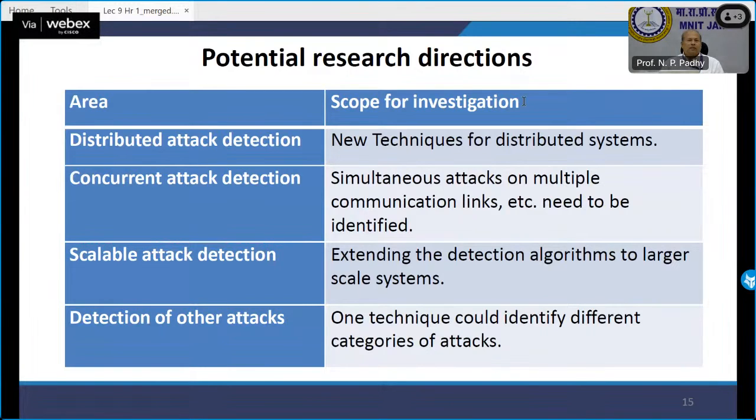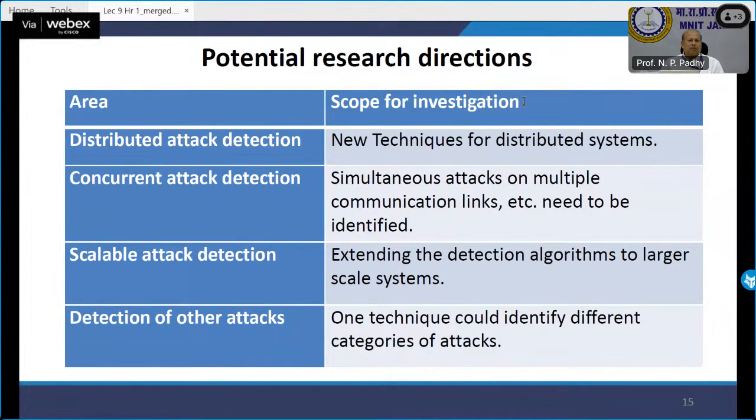So distributed attack detection would be one of the interesting problems. New techniques for distribution systems. Concurrent attack detection: simultaneous attacks on multiple communication links need to be identified. Scalable attack detection: extending the detection algorithm to larger scale systems. And detection of other attacks: one technique could identify different categories of attacks. So this is what you are expected to do. Please read a lot of good literature and try to understand.